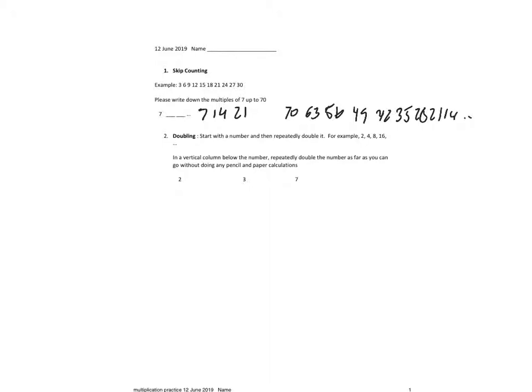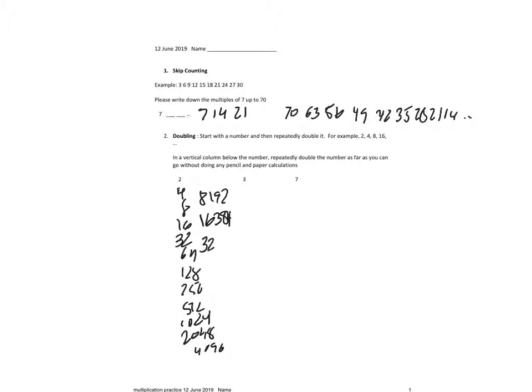Try doing some doubling every day in your head. Go as far as you can in your head. So 4, 8, 16, 32, 64, 128, 256, 512, 1024, 2048, 4096, 8192, 16,384, let's see, 32,768, and then what would this be? 65,536, I guess.